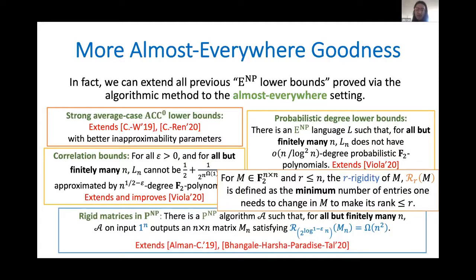Finally, there are two recent papers giving infinitely often P^NP constructions of rigid matrices, and we extend them to the almost everywhere case. We show that there's a P^NP algorithm A such that for all but finitely many n, A will output an n by n matrix M_n such that it's far away from low rank matrices of such rank.